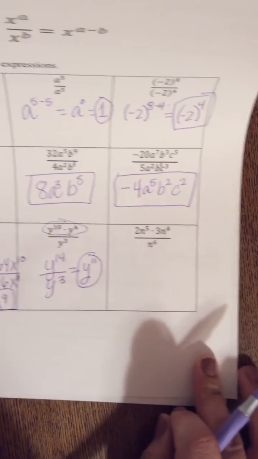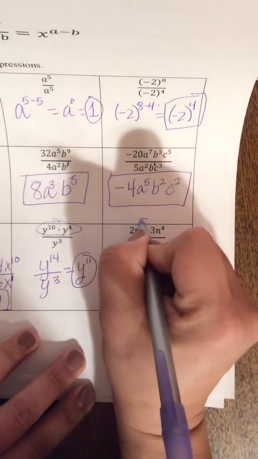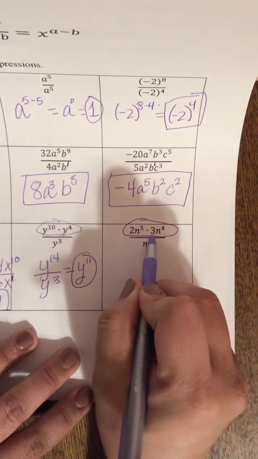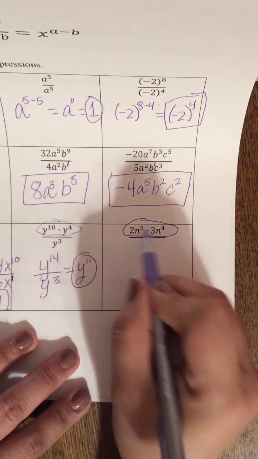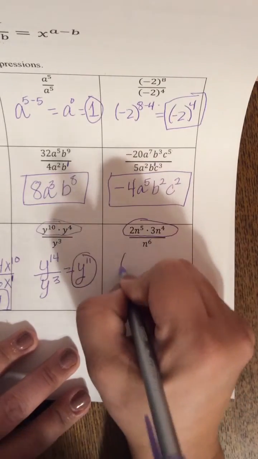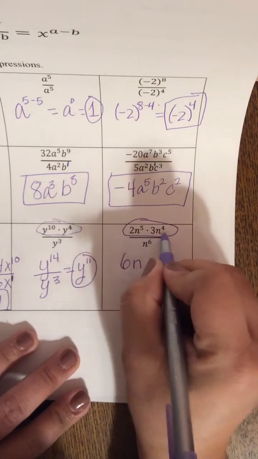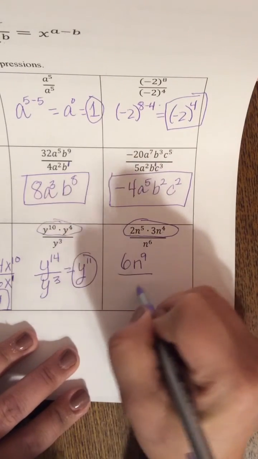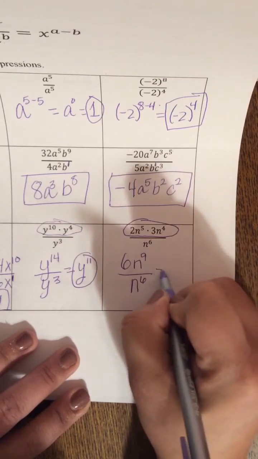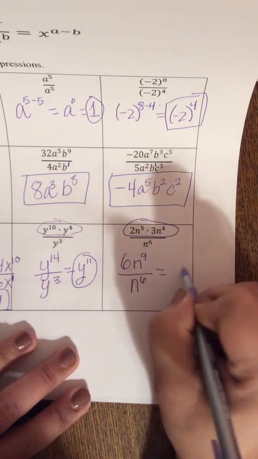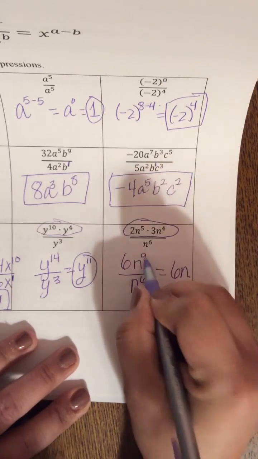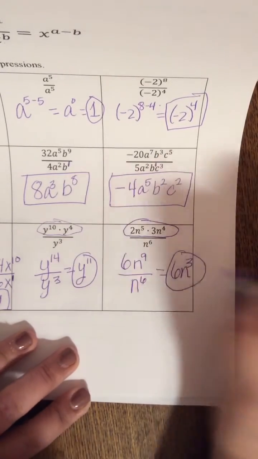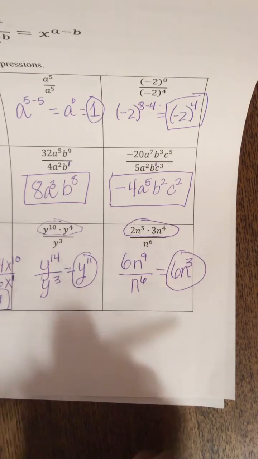Same thing with the last problem here. You're going to do the top first. Remember the 2 and the 3, those are just coefficients. You just treat them as normal numbers. 2 times 3 is 6. And then you're combining the n's. So you're going to add the exponents. That's going to be n to the 9th power over n to the 6th. And now we're going to have 6n. You're going to subtract because you're dividing here. So 9 take away 6 is 3. And so that'll be your final answer.